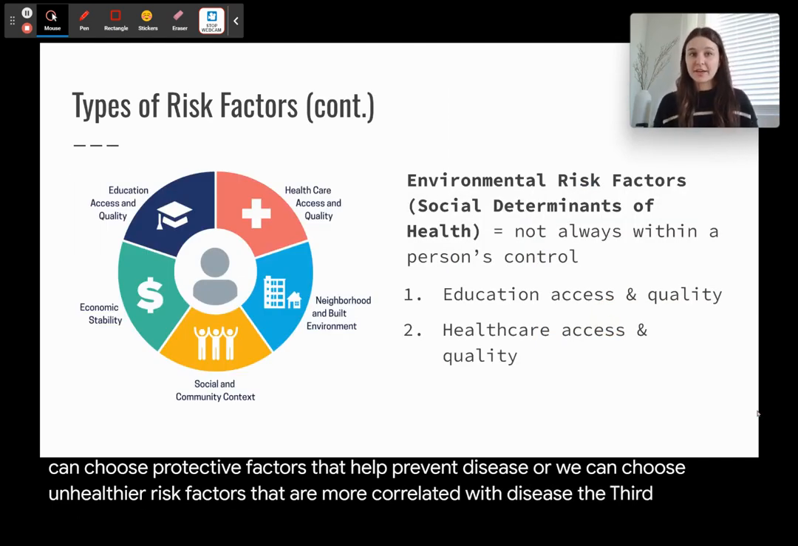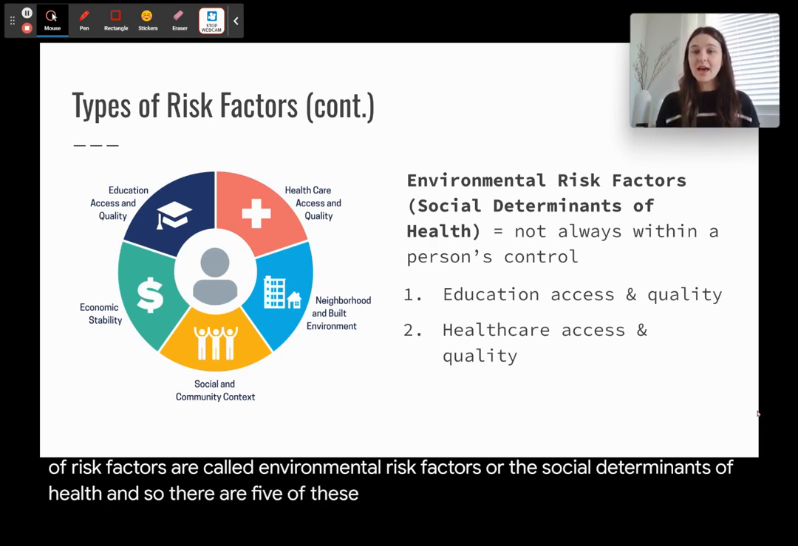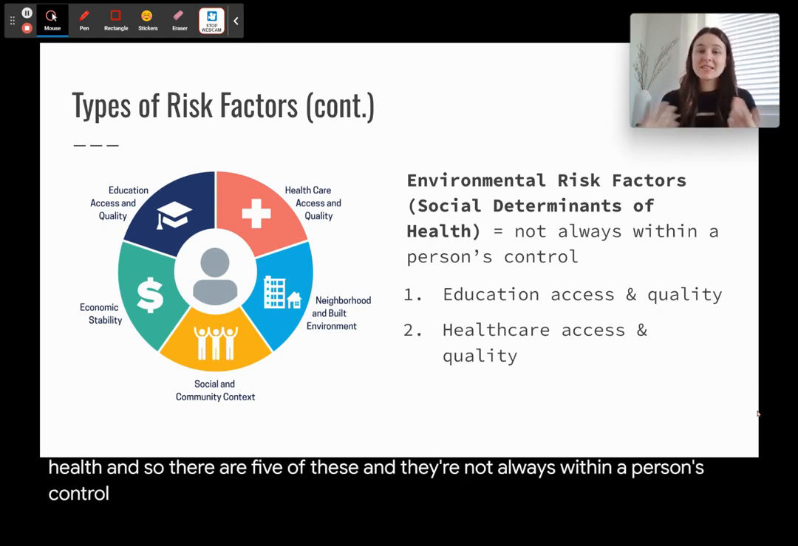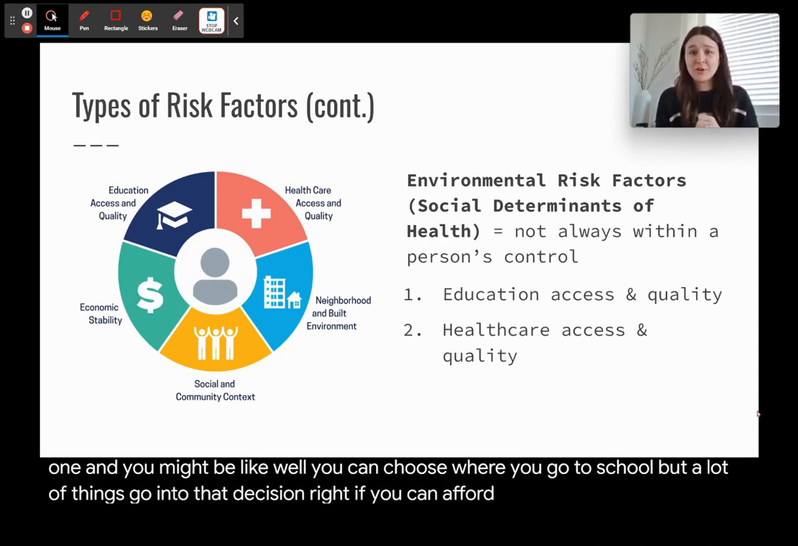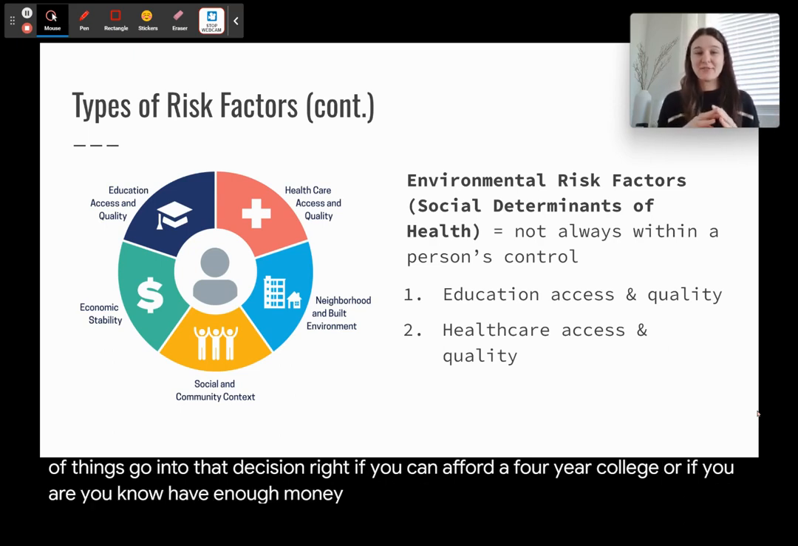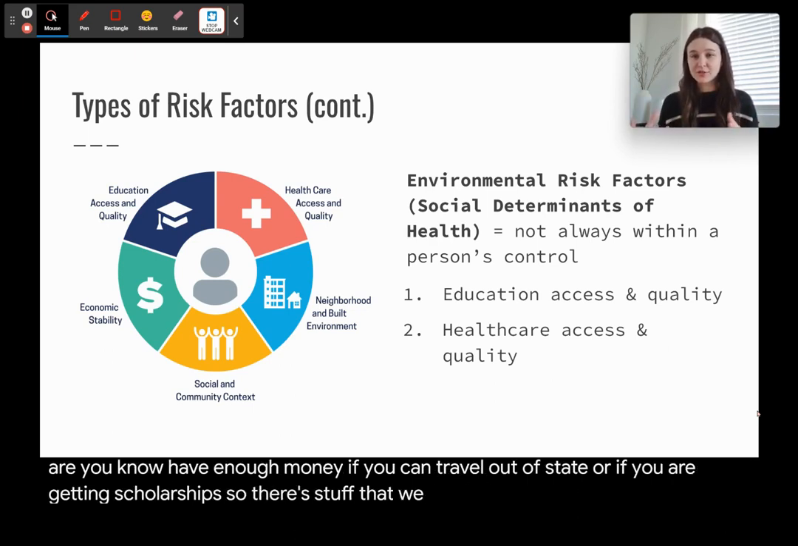The third category of risk factors are called environmental risk factors or the social determinants of health. And so there are 5 of these, and they're not always within a person's control. We may say that some of them are. So, for example, education is the first one, and you might be like, well, you can choose where you go to school. But a lot of things go into that decision, right? If you can afford a 4-year college, or if you have enough money, if you can travel out of state, or if you are getting scholarships. So there's stuff that we can't control that affects these 5 categories as well.